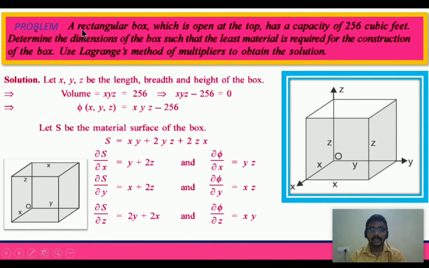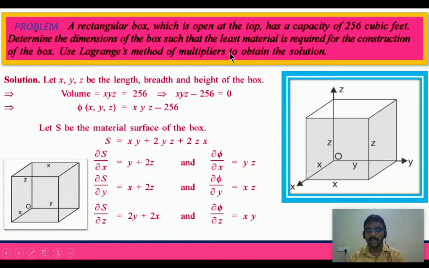Problem. A rectangular box which is open at the top has a capacity of 256 cubic feet. Determine the dimensions of the box such that the least material is required for the construction of the box. Use Lagrange's method of multipliers to obtain the solution. So here we have to use Lagrange's method of multipliers.